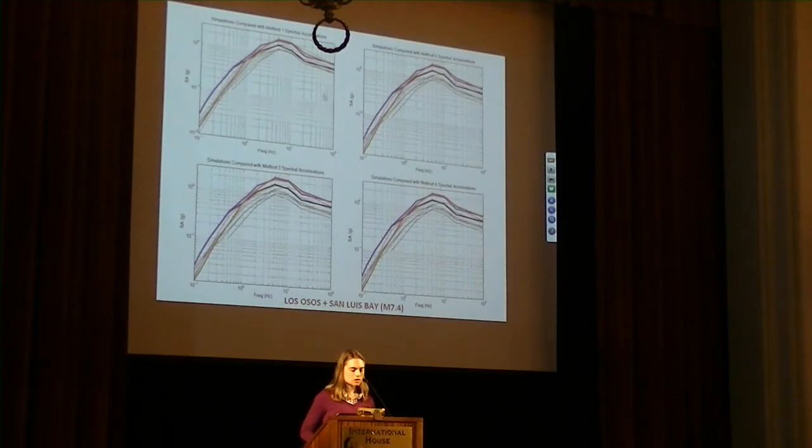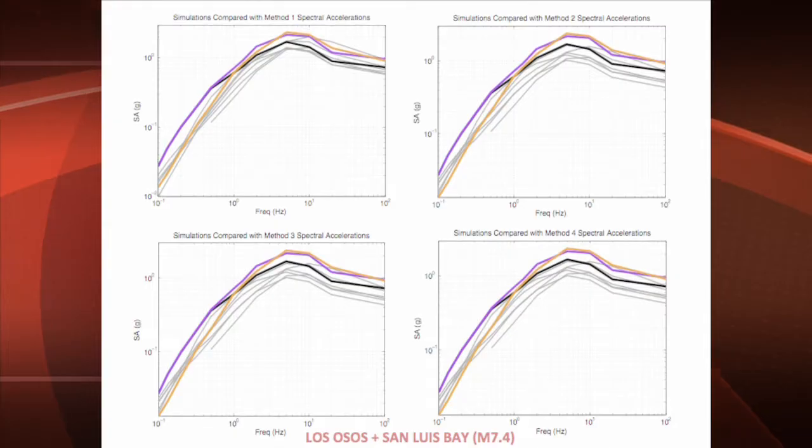Okay, just like before, these are the simulation results compared against the GMPEs for method 1, method 2, method 3, and method 4. We get better agreement between the simulation results and the method 1 GMPEs than we do for methods 2, 3, and 4. Also, the difference between the XSIM and the Graves and Pitarca at the high frequency is not as large for this reverse case. And the SDSU simulations end up agreeing better with the XSIM as well for this case.